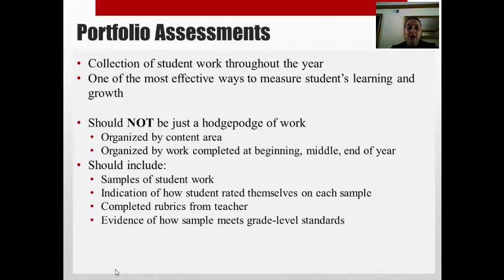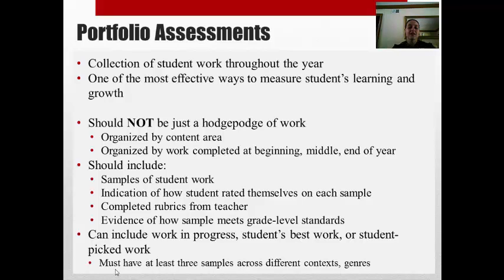This is what it should include. Samples of student work, also an indication of how students rate themselves or how they feel that they're doing in class. Completed rubrics from the teacher should be included there, and also evidence of how the sample is aligned with and meeting the grade level standards. And this can include work in progress. It also can include work that the student themselves has chosen to represent. But you should have at least 3 different samples across different contexts and genres.